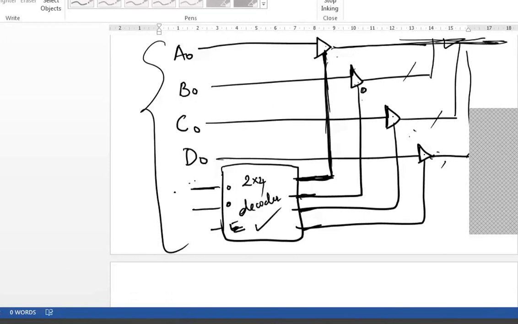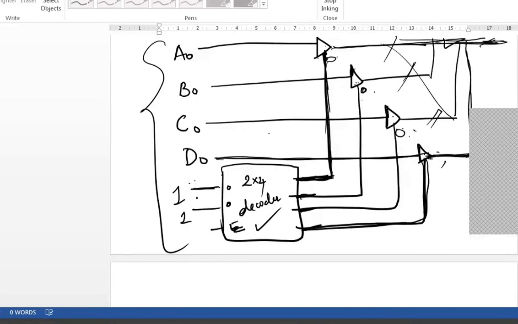If I select 1 1 over here, this gate would be 1, remaining all would be 0, and when all these are zeros, all the A0, B0, C0 circuits would be in high impedance state and they will not get connected to your common bus. Only the data from D0 would be transferred to your common bus.